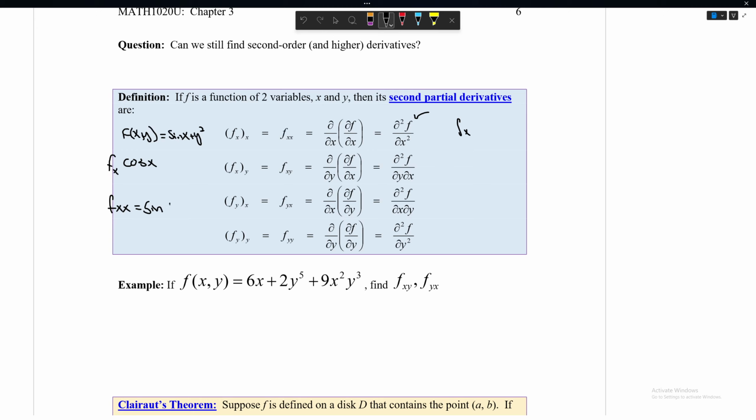Derivative of course, sine x, right? And so that's how you get this. You just derive it twice. And that's the same thing how you get this. You derive it the same way, but in terms of y now. So you make this a constant, and you treat this as a variable.